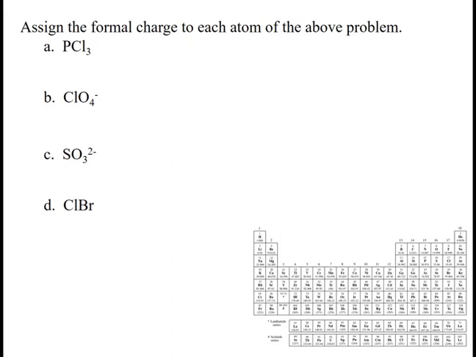Sulfur, there's one of them, and sulfur is in group 16, so it's 6. Oxygen, I have 3 of them. It's also in group 16, so it also has 6. That's 18, so that adds up to be 24, but I have a 2 negative charge, so that's plus 2. Okay, gives me 26. Sulfur is my central atom, and I draw 3 oxygens around it.